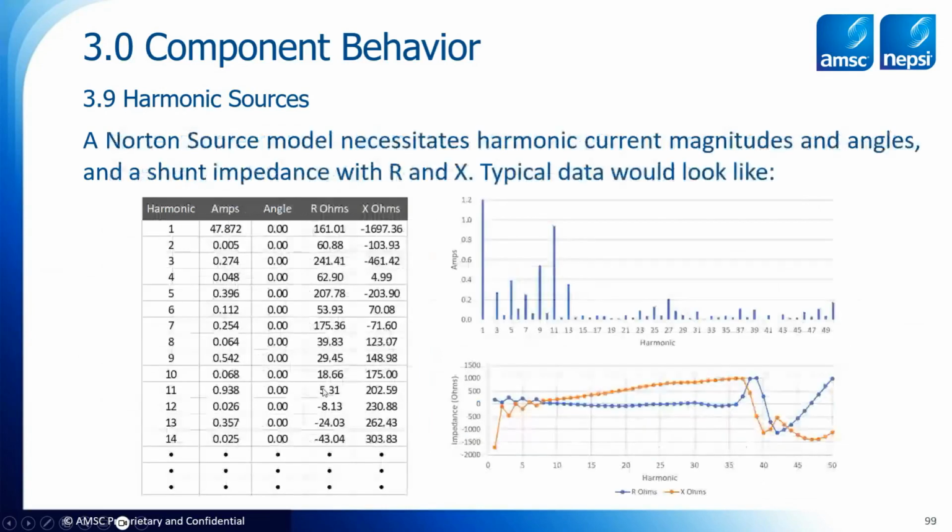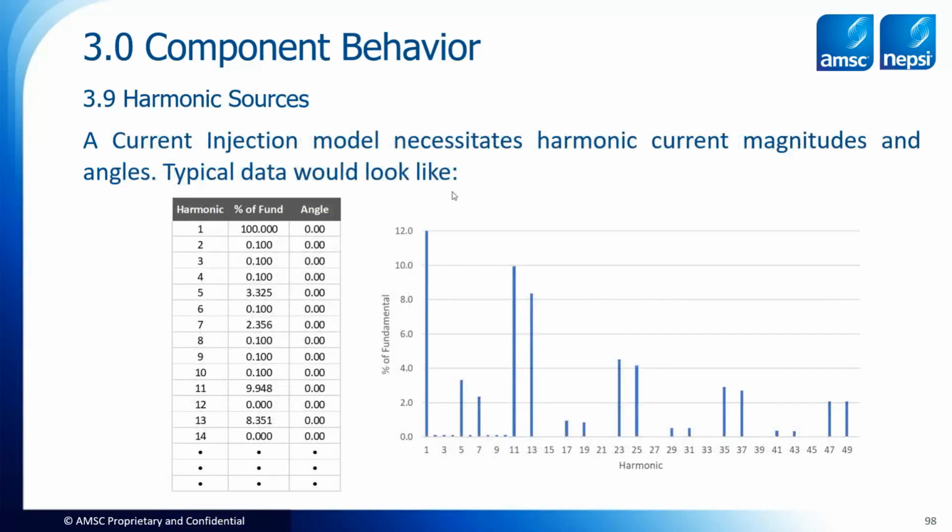Now, for a Norton source model, you're going to have 2 more columns. Not only do you have the amps with their angle, but in addition to that, you're going to have R and X that go along with the current at every single harmonic that you want to simulate. And if you notice between these two, I've been doing this with integers, 1, 2, etc.